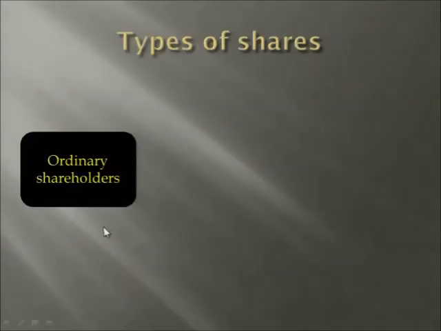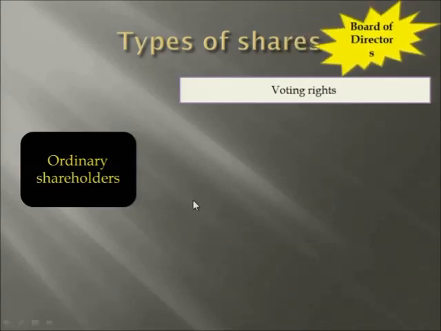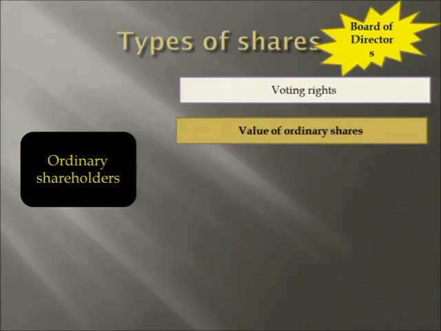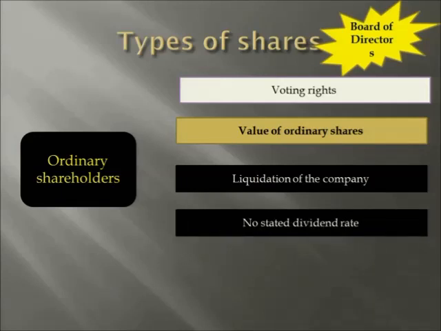All right. Now, the voting rights when it comes to the ordinary shares are different from the preference shares. They do have the voting rights. Ordinary shareholders can also vote during the meeting with the board of directors. They have rights over the value of ordinary shares in the liquidation of the company, and they also have no stated dividend rates.